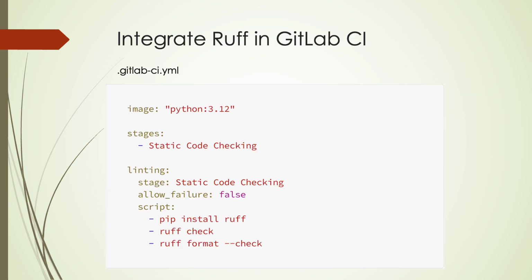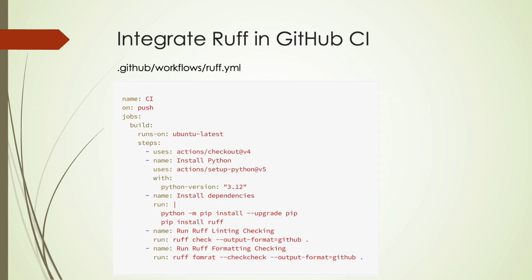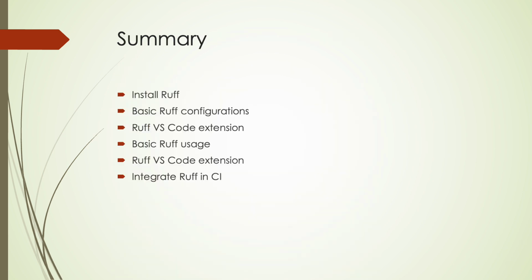To integrate Ruff with the GitLab CI pipeline, you can add the following code to the .gitlab-ci.yml file. Integration with GitHub Actions is slightly more complex, but fortunately, Ruff documentation gives a detailed example as shown here. The configuration file is located at .github/workflows/ruff.yml in your repository.